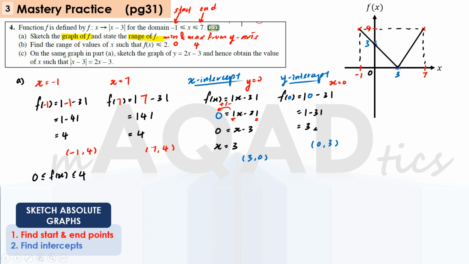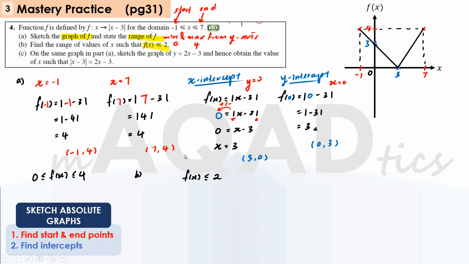Next question: find the range of values of x where this happens. Don't be confused by the word range here and the word range here. These two are different things. This range is about finding the minimum and maximum value of f(x), but this one is just a word. It's just asking what is the value of x, from where to where, that this happens. So we just need to solve this inequality.